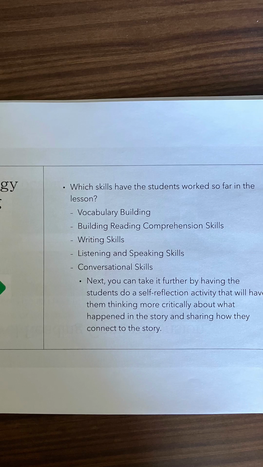All right, and there's a way to take it further on the bottom by maybe having them do a self-reflection activity, thinking more critically about what happened in the story, and have them share how they connect to the story. So it's a really nice story about, I think I said her grandma, but it was actually her Aunt Millie's house. So you could have them talk about visiting a relative's house. What's different about that house? What do they enjoy in that house? What do they learn while they're there? What do they learn from that person? So having them reflect and critically think and connect to themselves would be a nice way to end the activity.